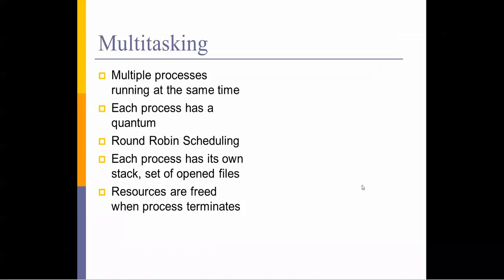The operating system creates an illusion of multiple processes running at the same time. Each active process runs for a period of time or quantum, after which the CPU is allocated to the next process ready to run. The round-robin algorithm has been used for process scheduling. Each process has its own stack and set of open file descriptors so that they don't interfere with each other's memory or device buffers. The operating system makes sure that resources acquired by a process are freed when the process terminates so that they are available to other processes.